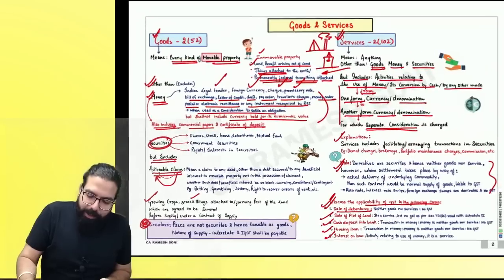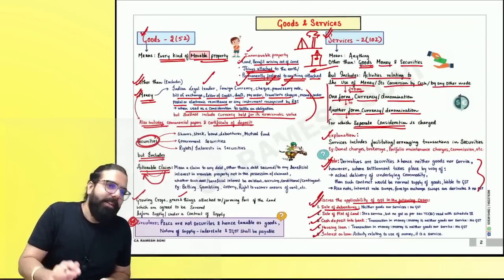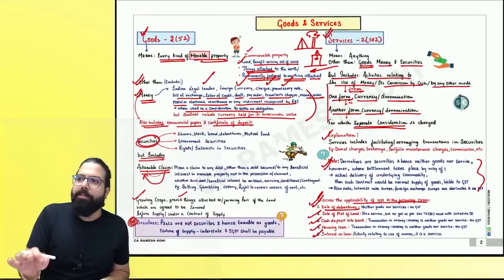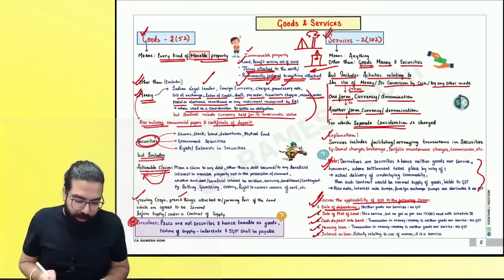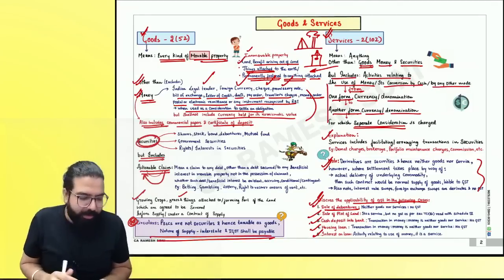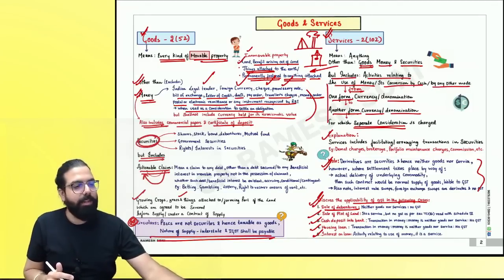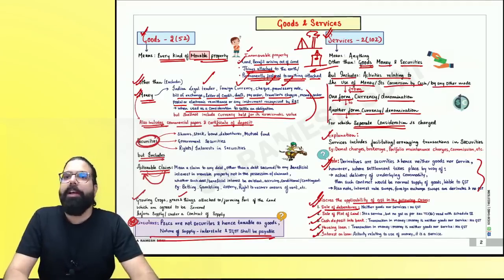Here we are done with chapter number 2, goods and service definition. The most important part over here is only the PSLC certificate. Are we all 100% clear till here? Clear, everyone?